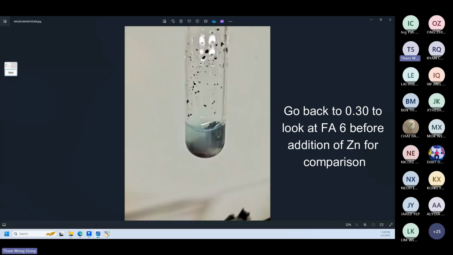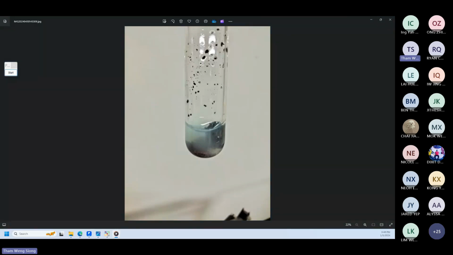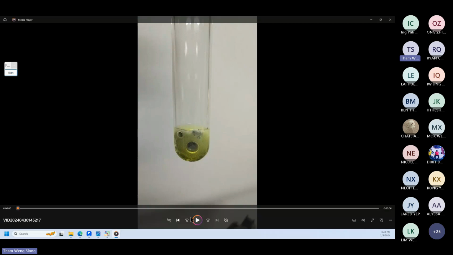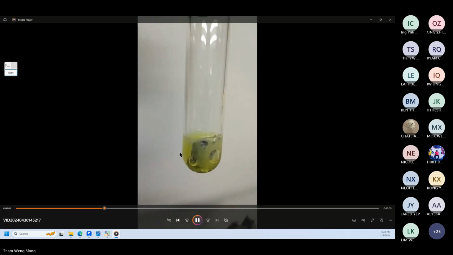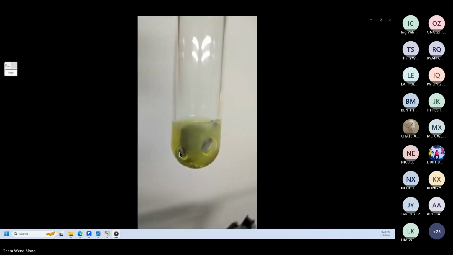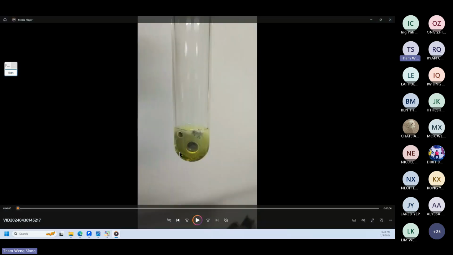Okay, everybody got this ready? Okay, hold on. This one is a bit special. See clearly. Don't have the music, but you can see. Fa7 with zinc powder. Okay, let me play one more time again.